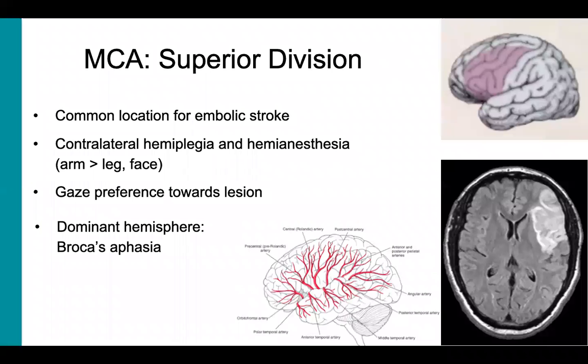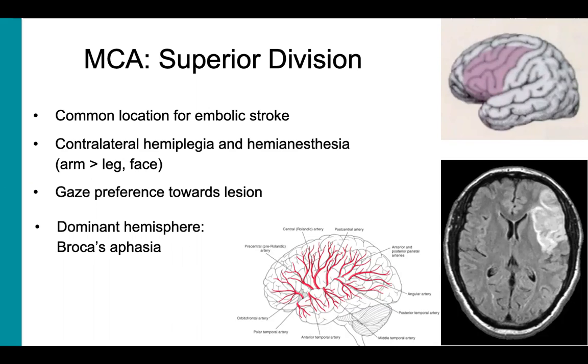So, part 3. The superior division of the MCA supplies the lateral frontal and superior parietal lobes. This is one of the most common locations for an embolic stroke, either from a proximal arterial source like the carotid artery or directly from the heart. Infarctions typically result in a contralateral hemiparesis and hemianesthesia, affecting the lower face and upper extremity, not affecting the leg because, again, this is the ACA territory.